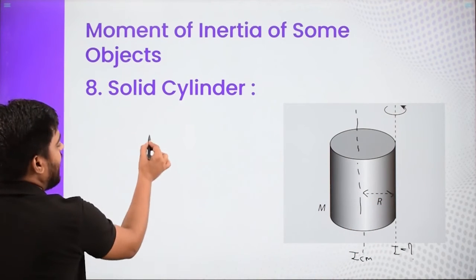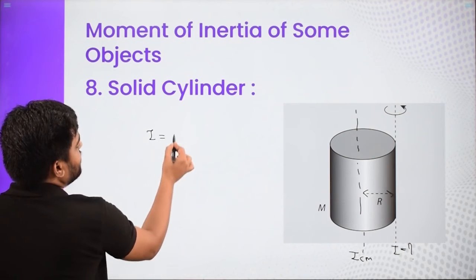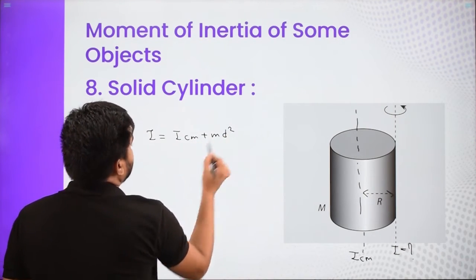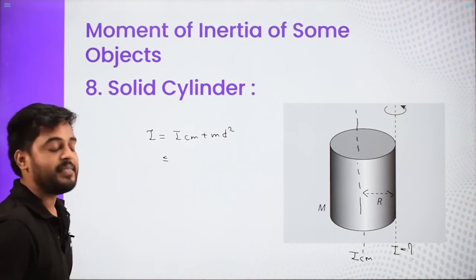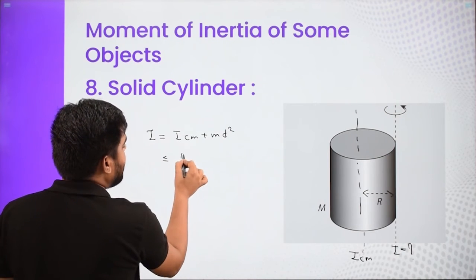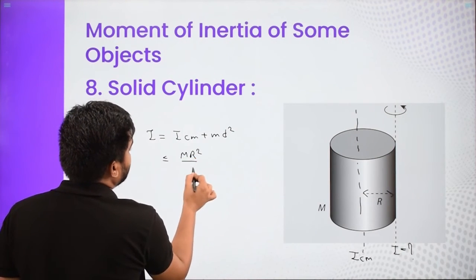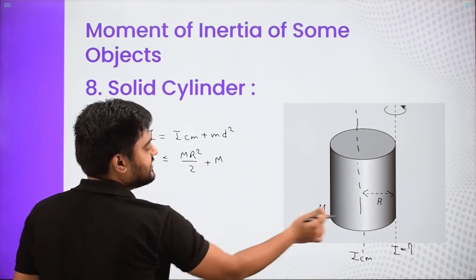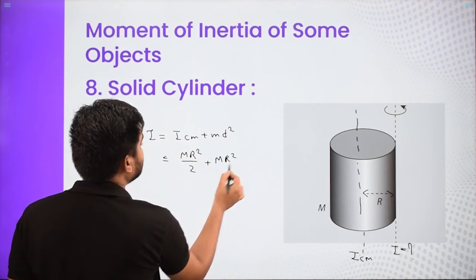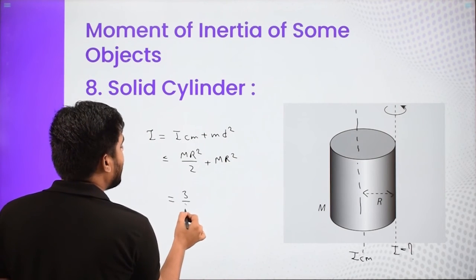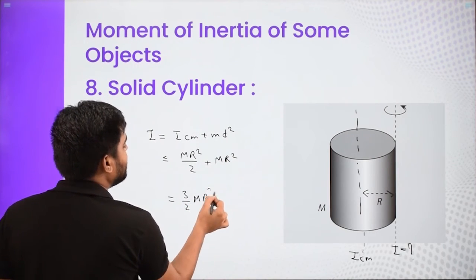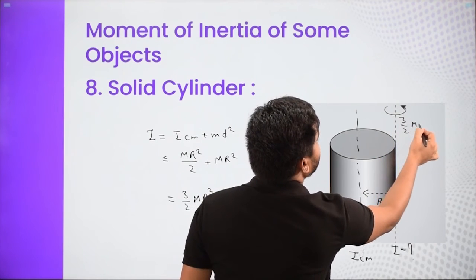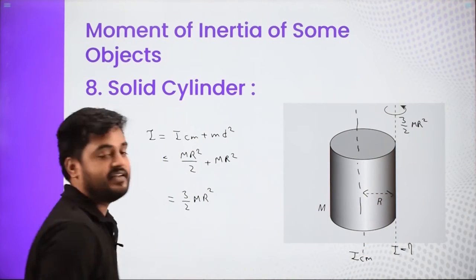So I'm going to apply the parallel axis theorem, which is I is equal to ICM plus MD square. So what is our ICM? ICM is nothing but mr square by 2, plus MD square. So mass is m and distance is basically r, so mr square. So that is going to give me 3 by 2 mr square. So the moment of inertia about this particular axis is 3 by 2 mr square for the solid cylinder.